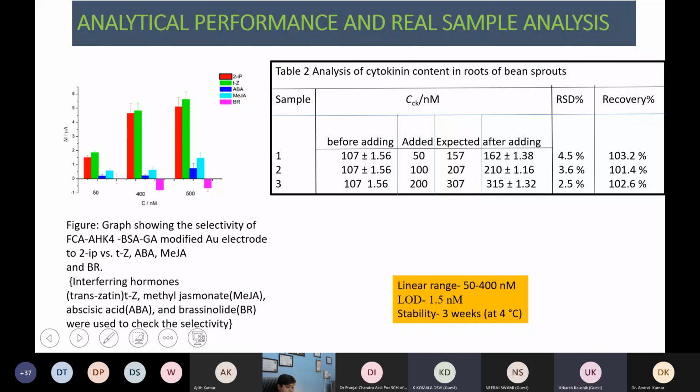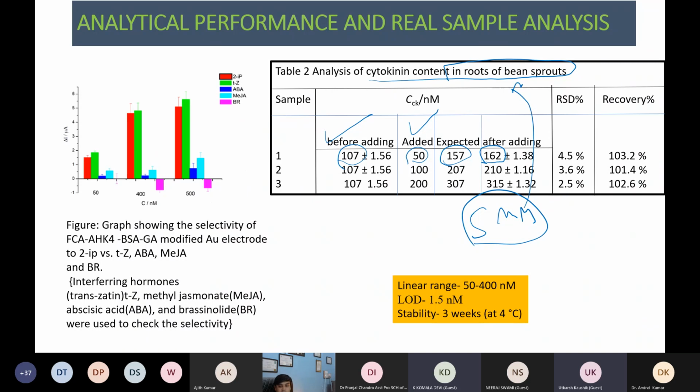Okay. Now this is the sample analysis in the root of the bean sprouts. You have added this concentration before adding, and you have added this one. So expected is what? 50 plus 107. It should be 157. But exactly the concentration obtained was 162. What is the meaning? That 5 nanomoles were present in the bean sprout. Because you have added 5 but you are getting 10. It means 5 is already present in the matrix. In this case, particularly the root of bean sprouts.